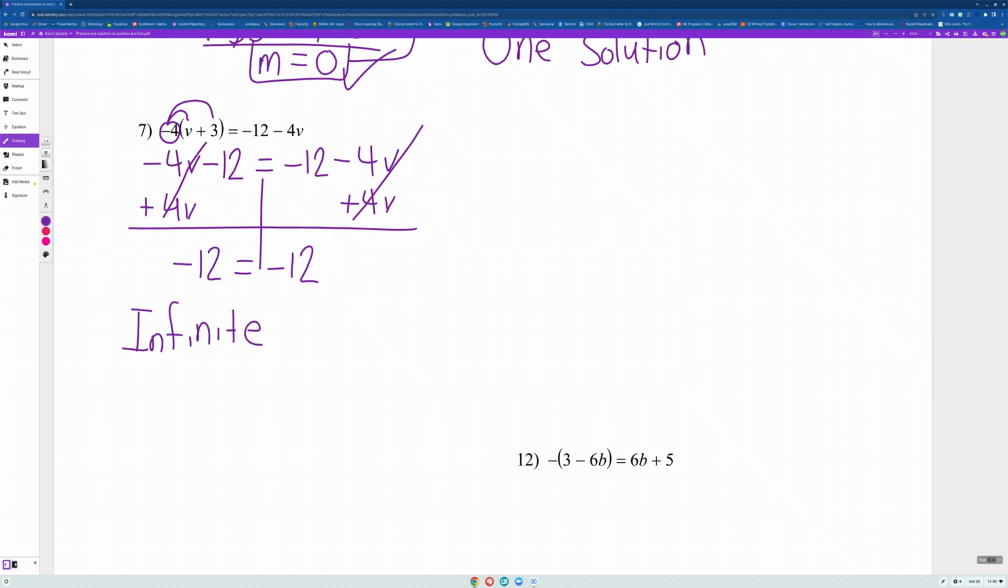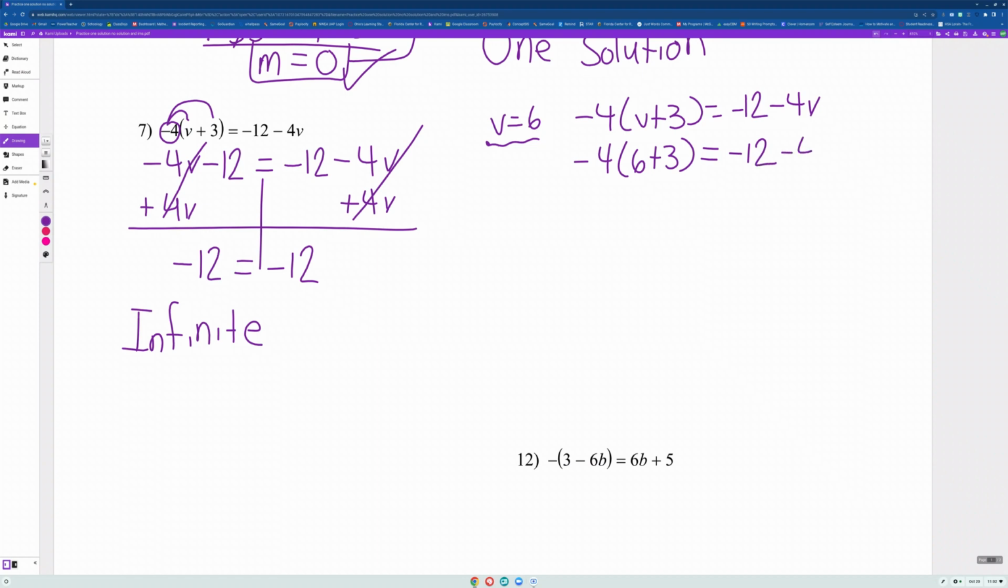Okay. So let's, for the sake of it, say that v is equal to 6. I'm going to rewrite my problem. -4(v + 3) is equal to -12 minus 4v. Now, instead of rewriting my v, I'm going to plug in v equals 6. So let's do -4(6 + 3) is equal to -12 minus 4 times 6.